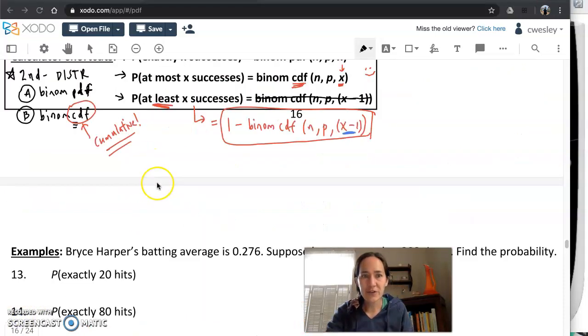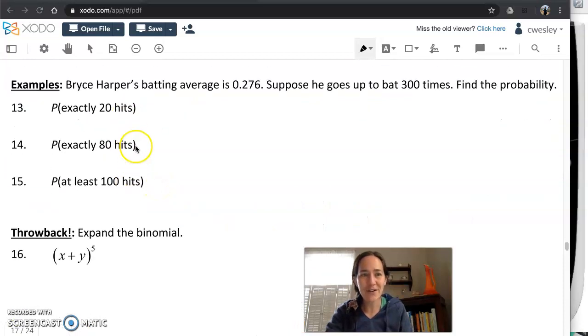Next page has some really good practice for us, so let's end by talking about none other than Bryce Harper as we turn to page 17. His batting average currently is a .276. That means 28% of the time he goes up to bat, he gets a hit.